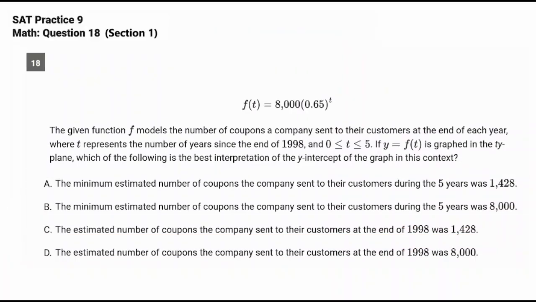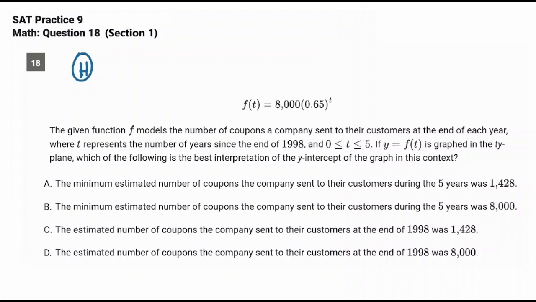We're on SAT Practice Test 9, Math Section 1, Question 18. What's the level of difficulty here? It's hard. You've got a function. The given function f models the number of coupons a company sent to their customers at the end of each year, where t represents the number of years since the end of 1998, t is bigger than or equal to 0 and less than or equal to 5. If y equals f of t is graphed in the ty plane, which of the following is the best interpretation of the y-intercept of the graph in this context?